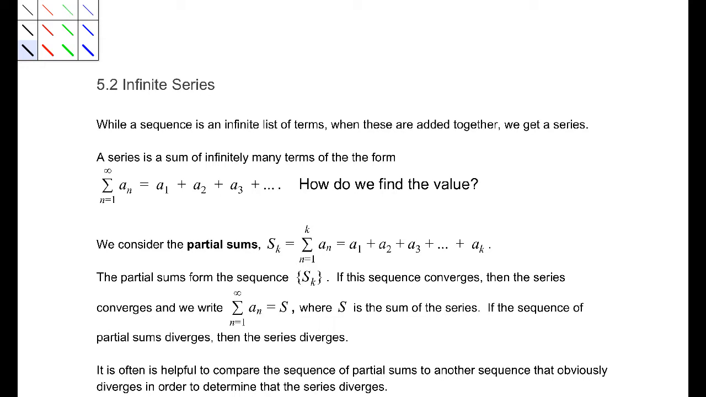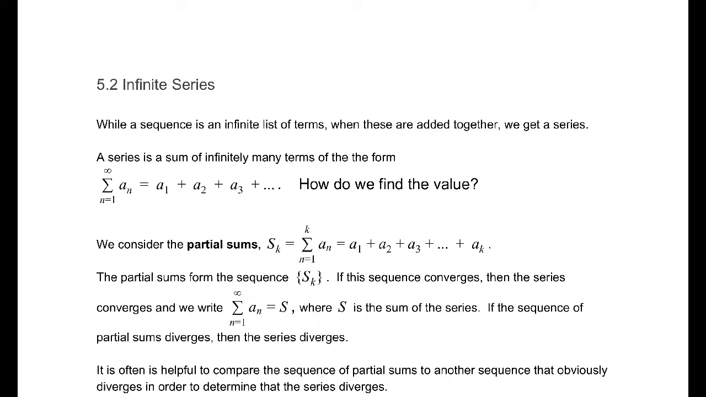So, infinite series. While a sequence is an infinite list of terms, when these are added together we get what we call a series. This is an infinite sum. So a series is a sum of infinitely many terms of the form, the sum from 1 to infinity of a sub n is a sub 1, a sub 2, a sub 3, and we are summing these, and continuing until never. We continue.